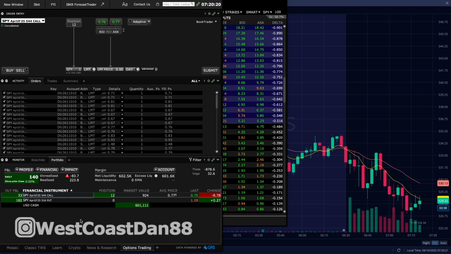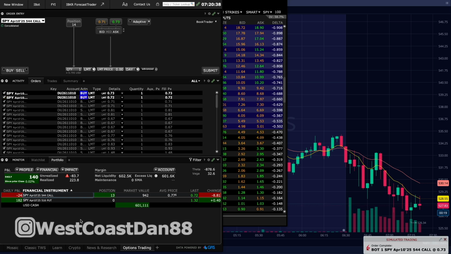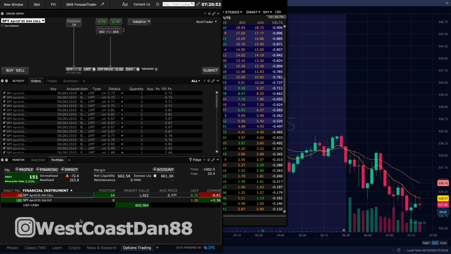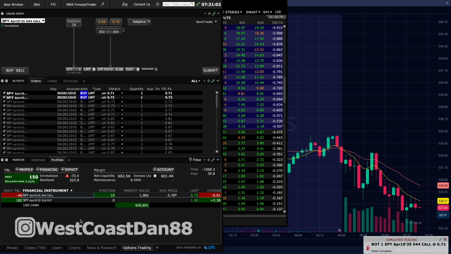And even at 12 contracts, the market value was under $1,000. So we need to average down a little bit further. Add a couple more contracts here. Probably might add a couple more as well. Okay, let's keep it at 14 for the moment. One more, two more. So we're up to 16 contracts now.